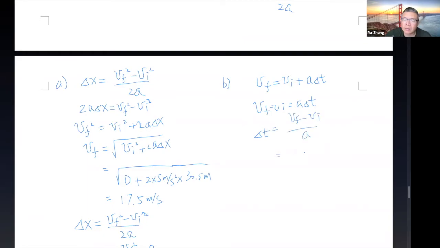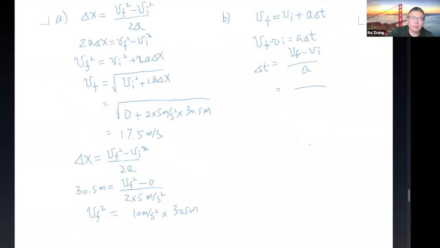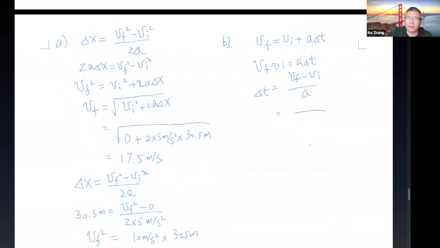So in this case, we have VF, which is 17.5 meter per second, and A is 5 meter per second squared. As you can see, the unit here, meter per second divided by meter per second squared, gives you nothing but second. 17.5 divided by 5. So you can just calculate that. So got 3.5. So that's the answer for the second one.